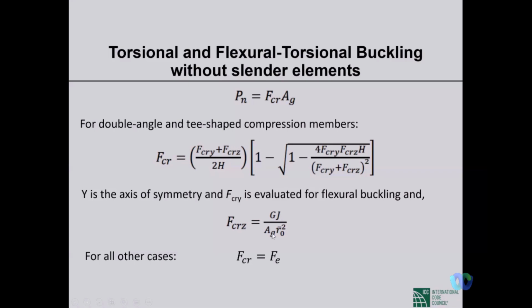And you see, FCR-Y we have to calculate just like the previous case, like the previous formulas, but FCR-Z, for that, the formula is completely different because this is related to shear. That's why we have shear modulus here, and polar moment. Right? GJ is the shear rigidity.